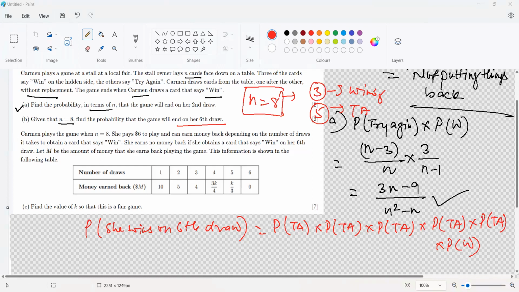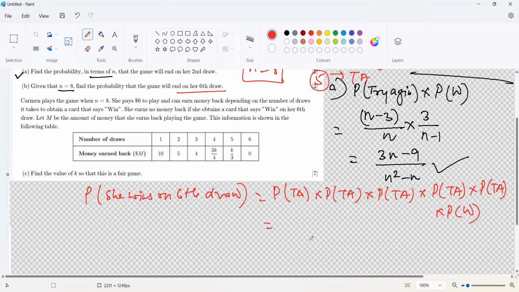So how many try again cards are there? 5 cards are try again. So it will be 5 upon total 8, then 4 upon 7, because we'll not take that card again, then 3 upon 6, then 2 upon 5, then 1 upon 4. This is the probability of getting try again in the first 5 tries.